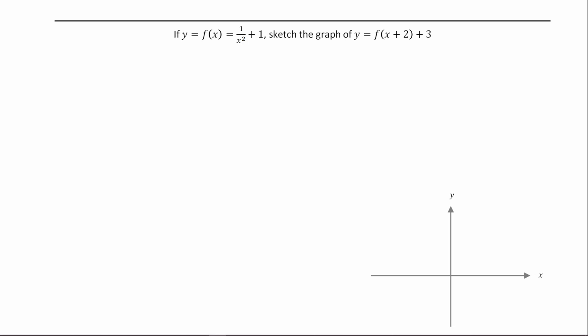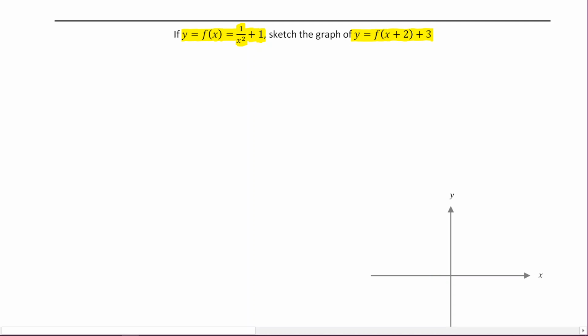Okay, so this is the fourth and final part of this lesson, and this is the final skill you need to be able to do in order to do your exercise. It reads, if y is equal to f of x is equal to 1 over x squared plus 1, sketch the graph of y is equal to f of x plus 2 plus 3. Okay, let's take this slowly and deal with this part by part.